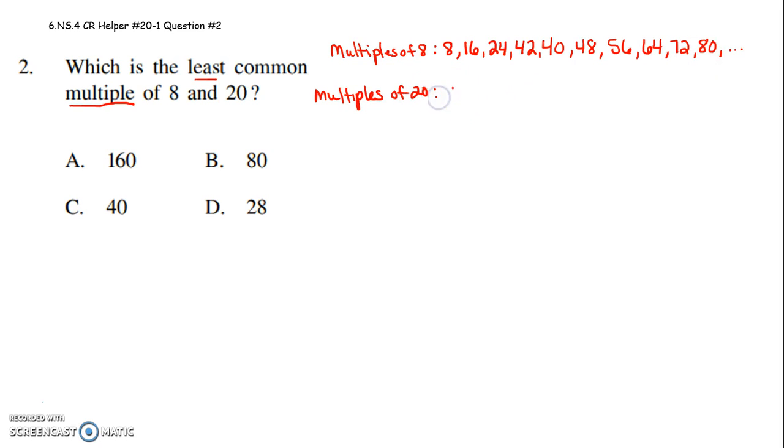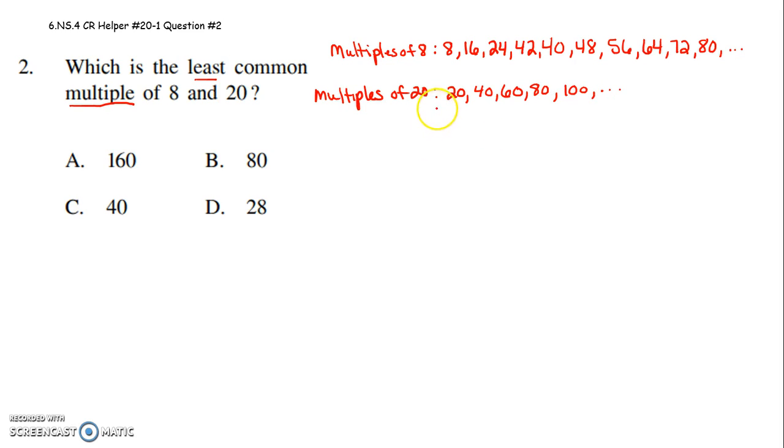Now I'll write out the multiples of 20. 20 times 1 is 20, 20 times 2 is 40, 20 times 3 is 60, 20 times 4 is 80, 20 times 5 is 100, and so on.